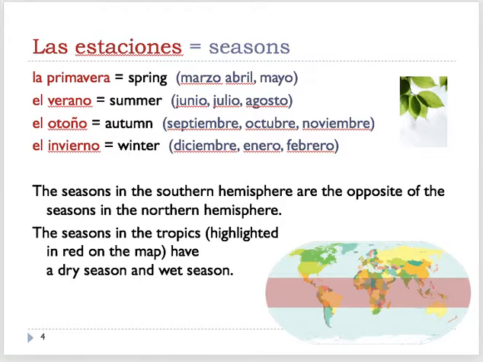So let's just repeat those just for fun. We haven't repeated those months in a few days. Repetan. Marzo, abril, mayo, junio, julio, agosto, septiembre, octubre, noviembre, diciembre, enero, febrero. All right, let's pronounce these seasons.